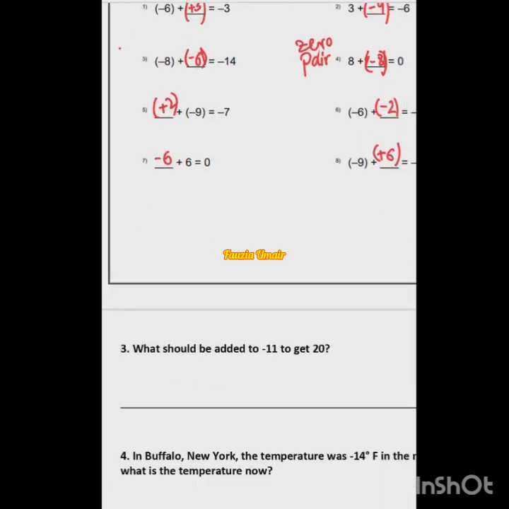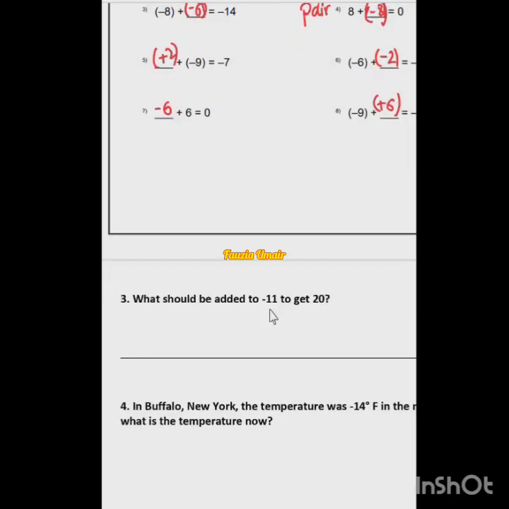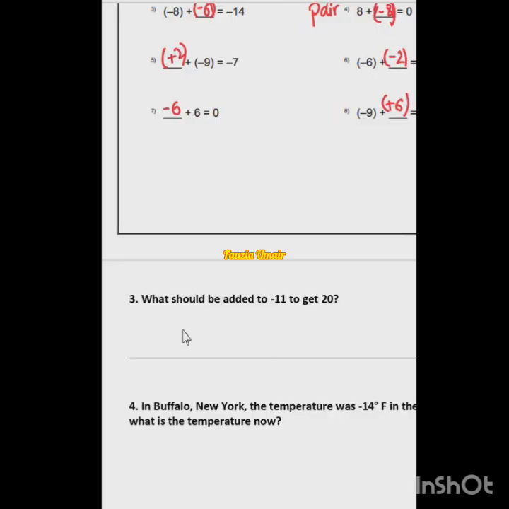All right. So next question is, what should be added to -11 to get 20? Now this is tricky. Let me write it down like this. It means they're asking you -11 plus a blank equal to 20. So what should be added here so that you get 20 in the answer? Then they have to be like terms because we are adding them.